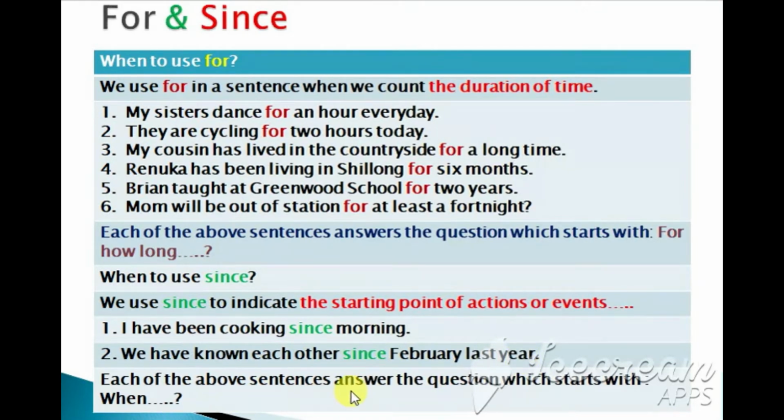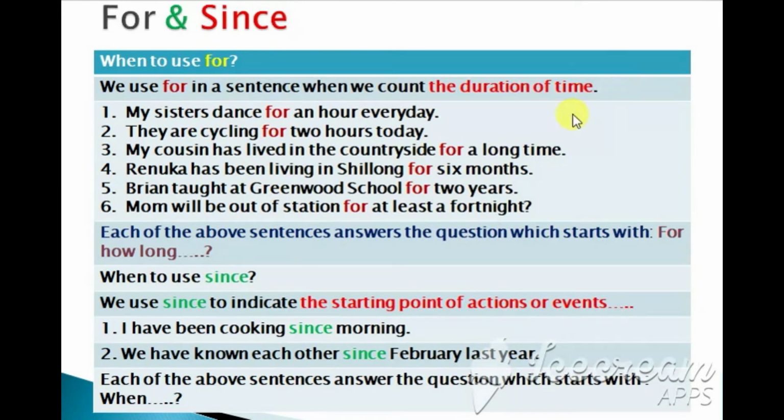So each of the above sentences answers the question which starts with when. That means when did you start cooking? If the question is something like this, then you can give the answer as I have been cooking since morning. So that is the basic difference between for and since.